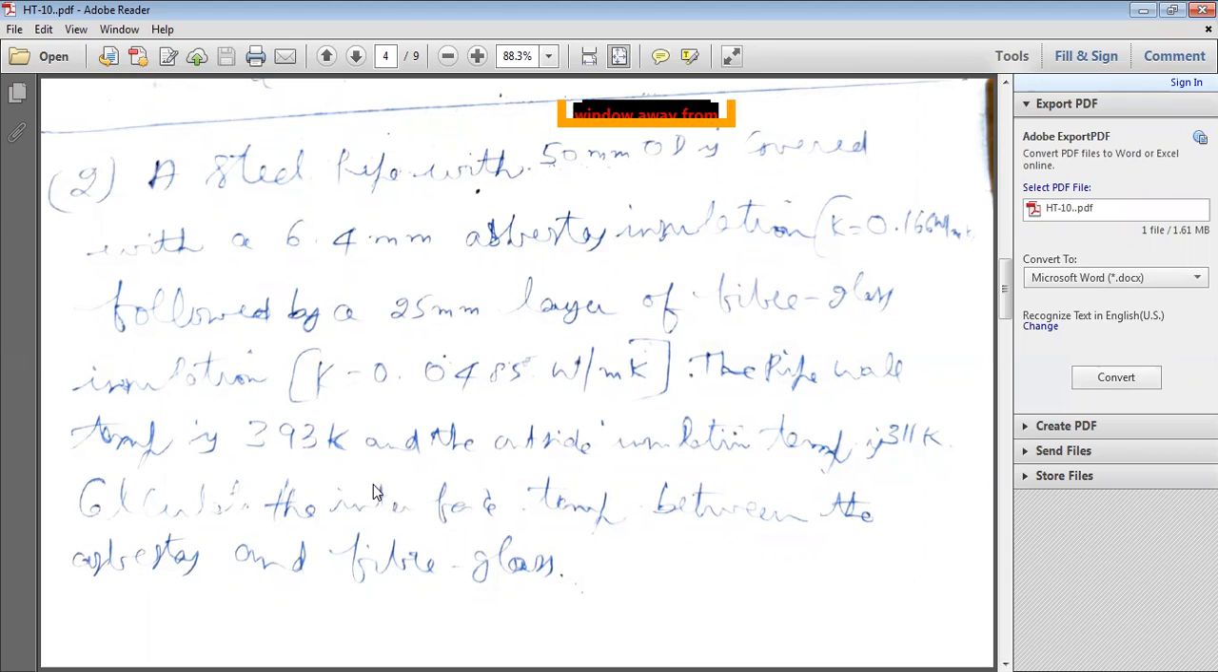The pipe wall temperature is 393 Kelvin. So pipe outside temperature or wall temperature 393 Kelvin. And the outside insulation temperature, outside of this complete two insulation setup, asbestos and fiberglass insulation outside temperature 311 Kelvin. Calculate the interface temperature between the asbestos and fiberglass.